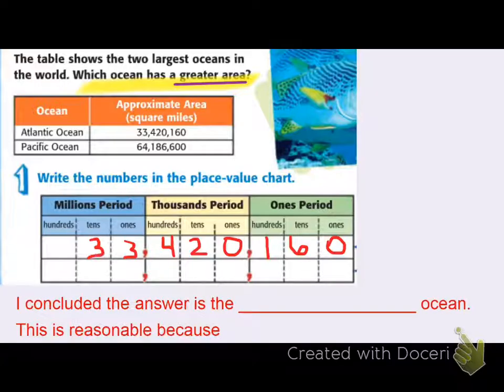So we can see that the Atlantic Ocean is actually in the millions period with its total value. And then if we look at Pacific Ocean and we put each of the digits into its corresponding place value, we can see that they both are in the millions period. So step 1, line it up starting with the ones period.